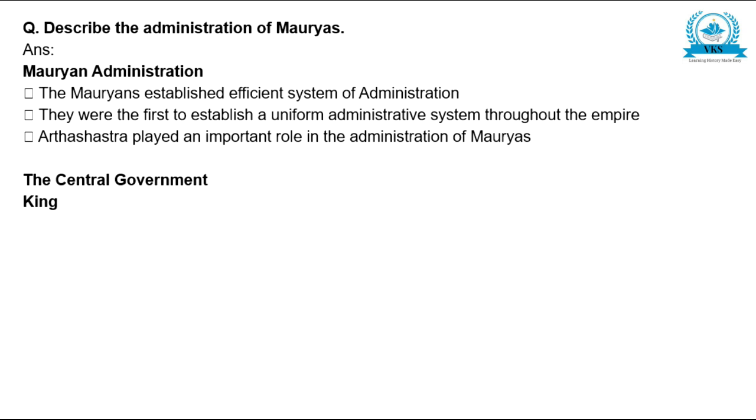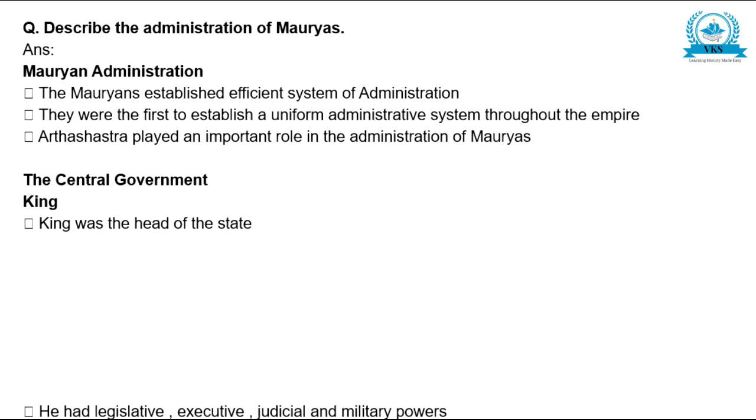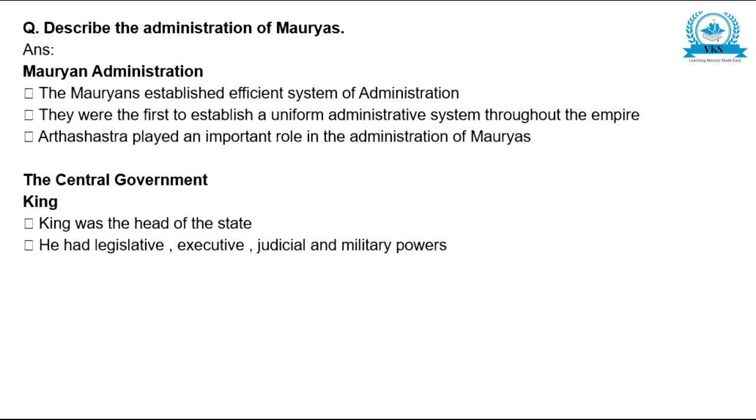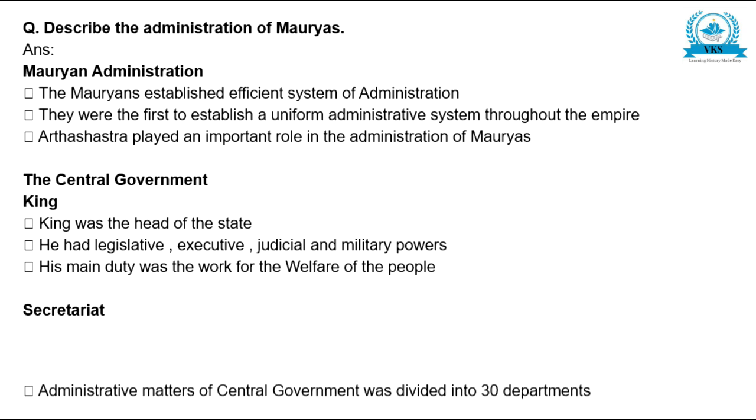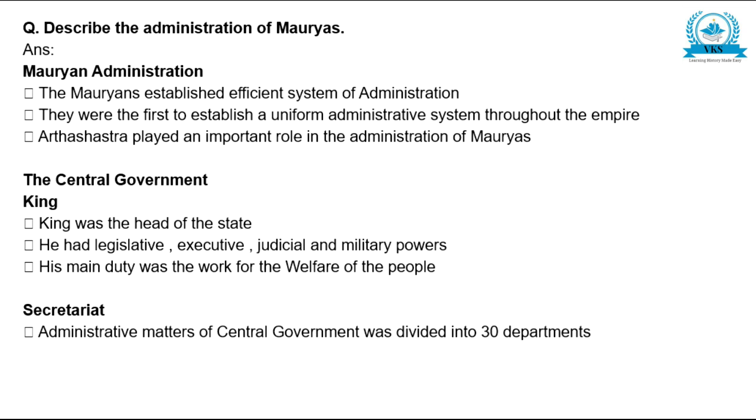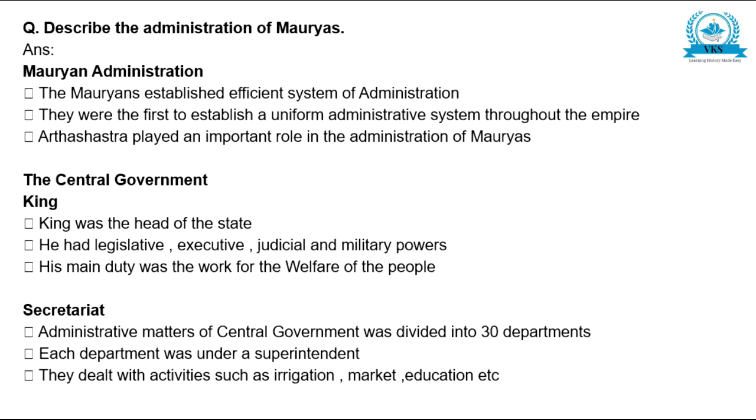In the central government, the King was the head of the state. He had legislative, executive, judicial and military powers. His main duty was to work for the welfare of the people. Secretariat: administrative matters of the central government were divided into 30 departments. Each department was under a superintendent. They dealt with activities such as irrigation, market, education, etc.